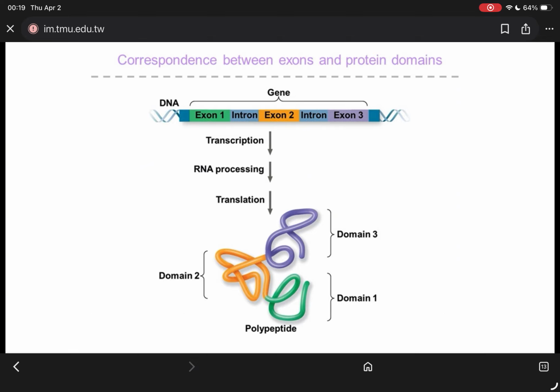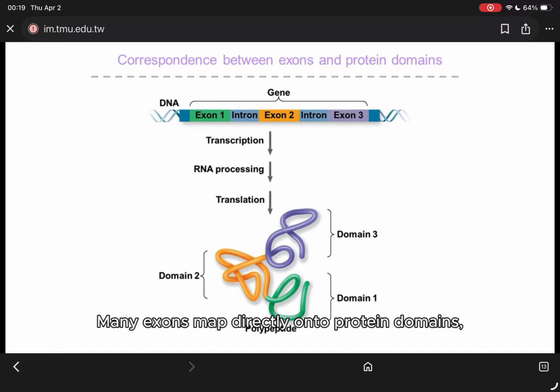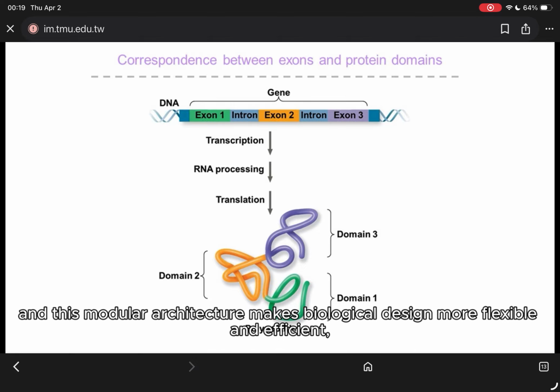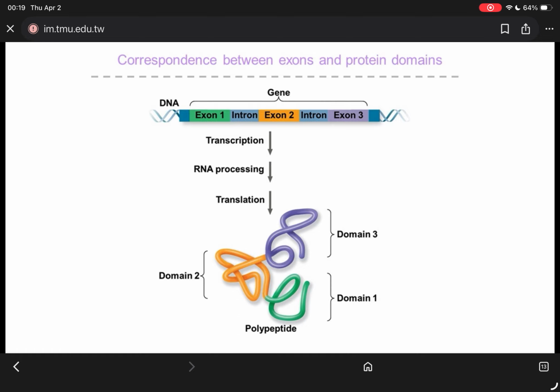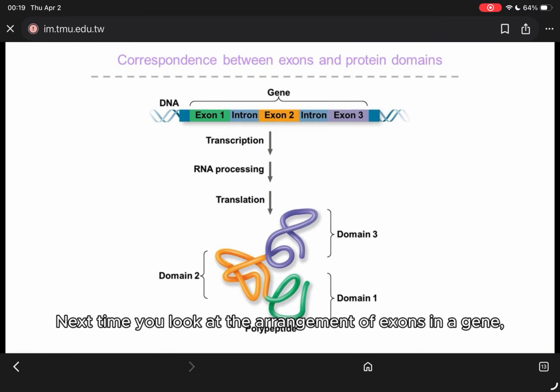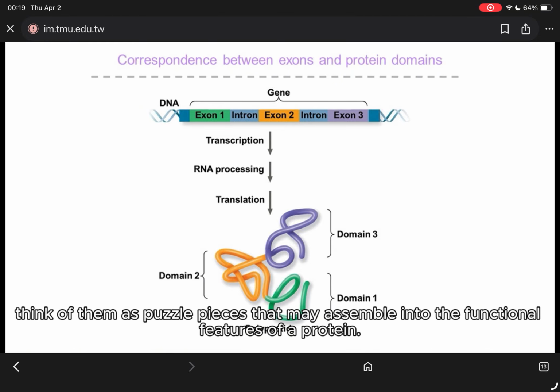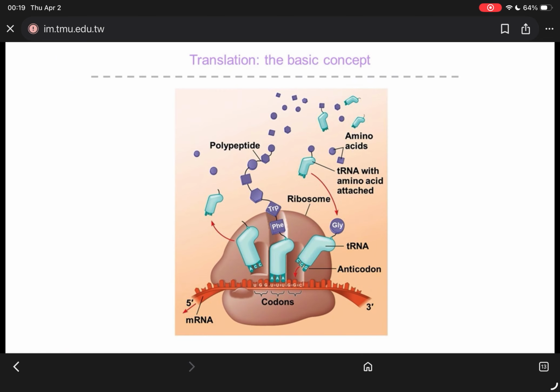To summarize, many exons map directly onto protein domains, and this modular architecture makes biological design more flexible and efficient, while also providing evolution with a powerful opportunity for recombination and innovation. Next time you look at the arrangement of exons in a gene, think of them as puzzle pieces that may assemble into the functional features of a protein.